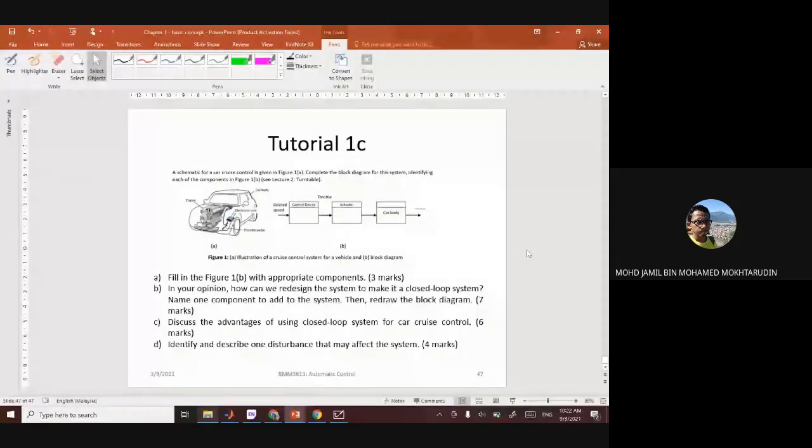A schematic for a car cruise control system. Car cruise control is given in figure 1A. Complete the block diagram for this system, identifying each of the components in figure 1B. So question A, fill in the figure 1B. Question B, in your opinion, how can we redesign the system to make it closed loop? Name one component and then draw the block diagram. Question C, discuss the advantages of using open and closed loop systems and identify and describe one disturbance.